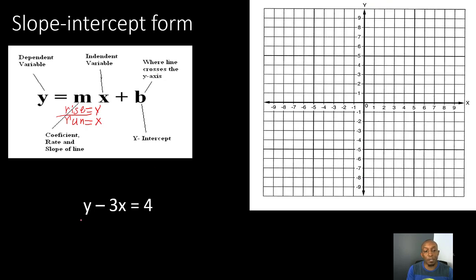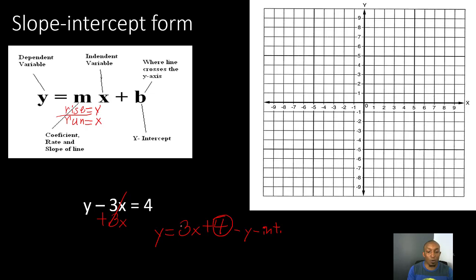So I put a sample problem down here for you, and we want to put this sample problem in y equals mx plus b form, or slope-intercept form. The first thing we want to do is get y by itself. So I want to add 3x on both sides, and I cross it out right here. Then we end up having y equals 3x plus 4. And 4 is going to be our y-intercept. I'll abbreviate that, y-intercept.